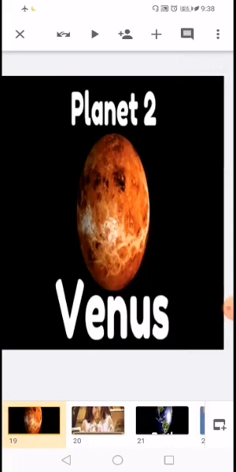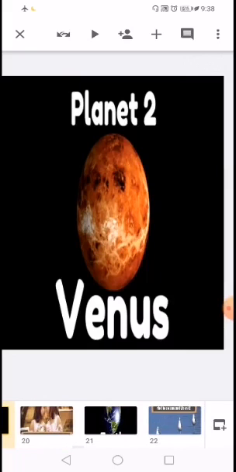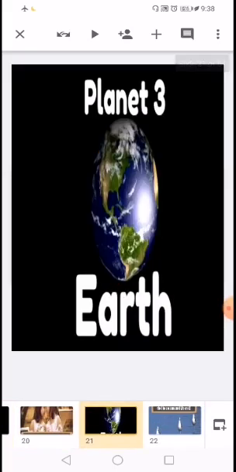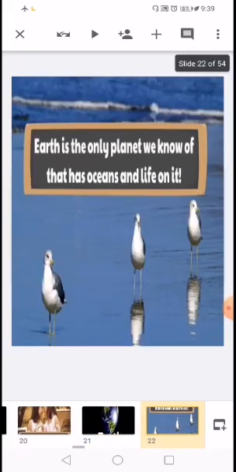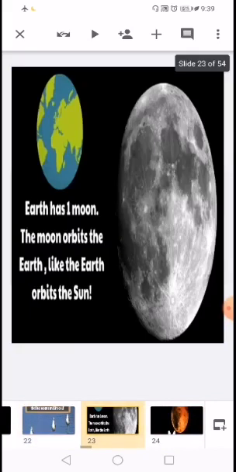The Earth is the third planet. Earth is the only planet we know of that has oceans and life on it. Earth is one of the rocky planets. Earth has one moon. The moon orbits the Earth like the Earth orbits the Sun.